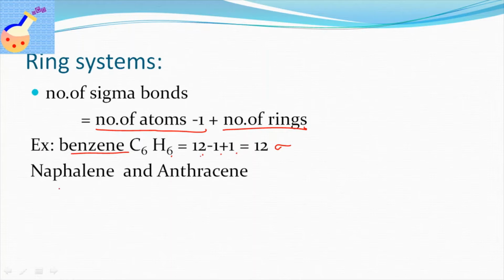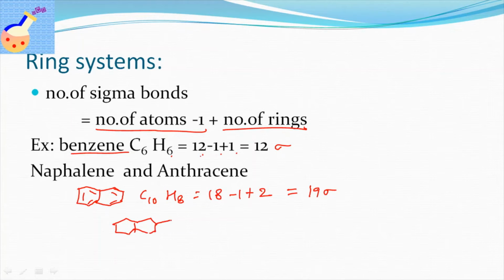Let us solve for naphthalene. So this is the structure of naphthalene, and the molecular formula is C10H8. So total atoms are 18, minus 1 plus 2 rings are there. So it gives 19 sigma bonds. You can try for anthracene also. Do it yourself. This is anthracene. 3 benzene rings are there.